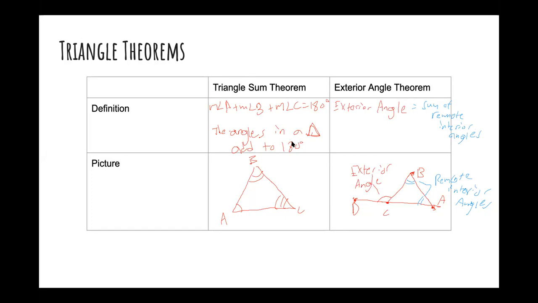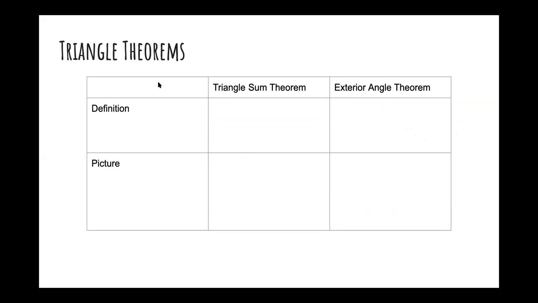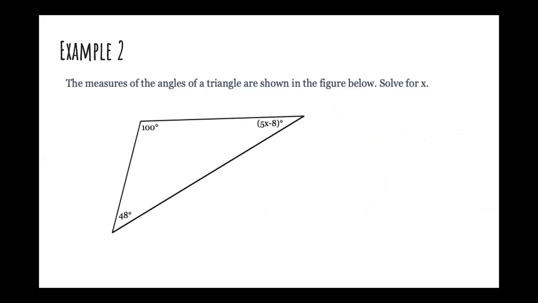So what that means in terms of a picture is that the measure of angle BCD equals the measure of angle A plus the measure of angle B. And that is the exterior angle theorem. So please stop the video here and take a picture of these two theorems that will help you become good solvers of these triangles. All right, the easy problems have pictures on them.